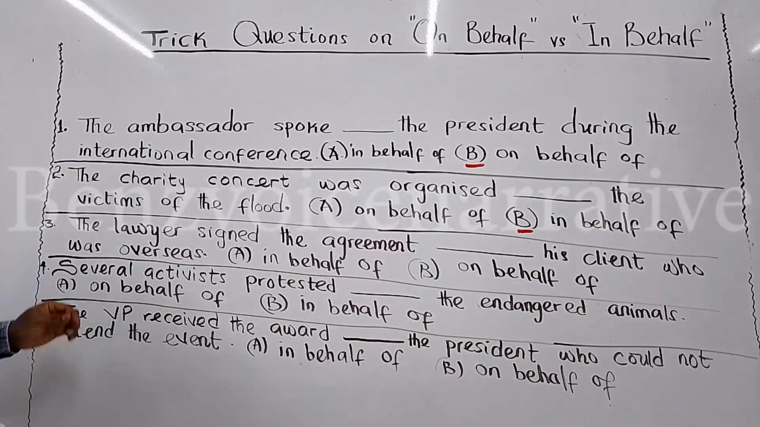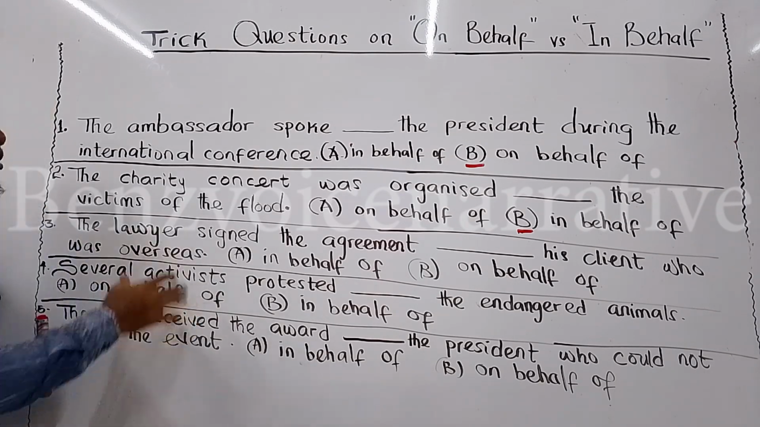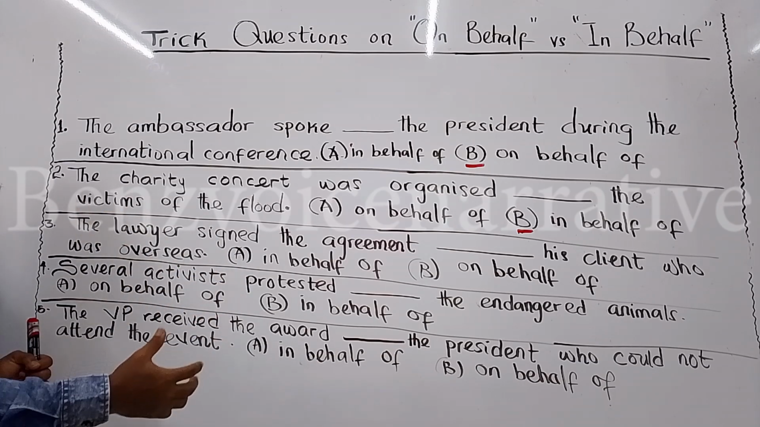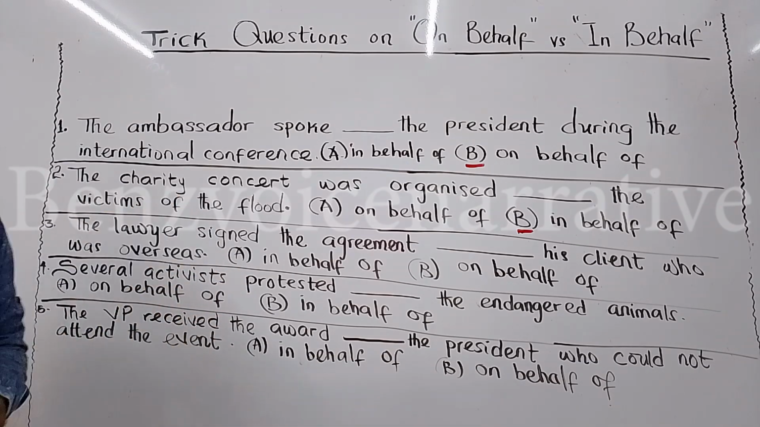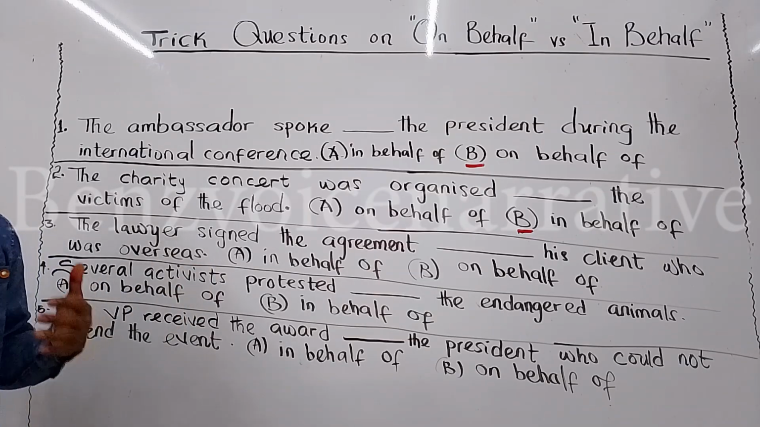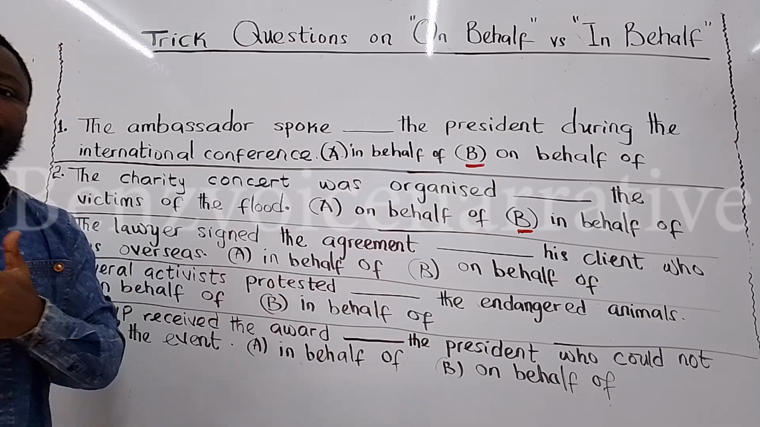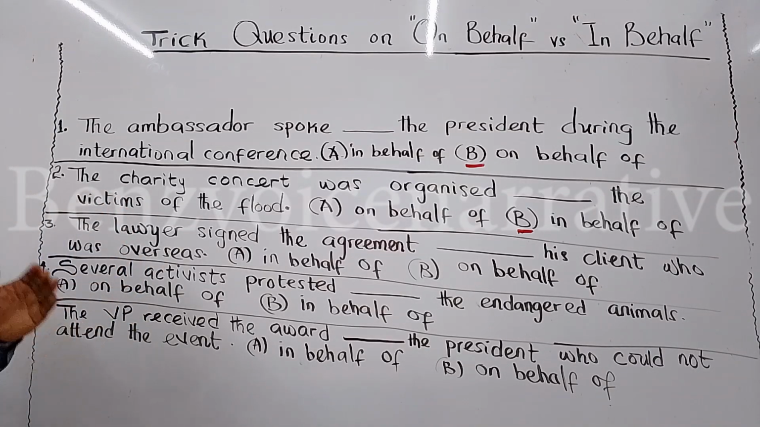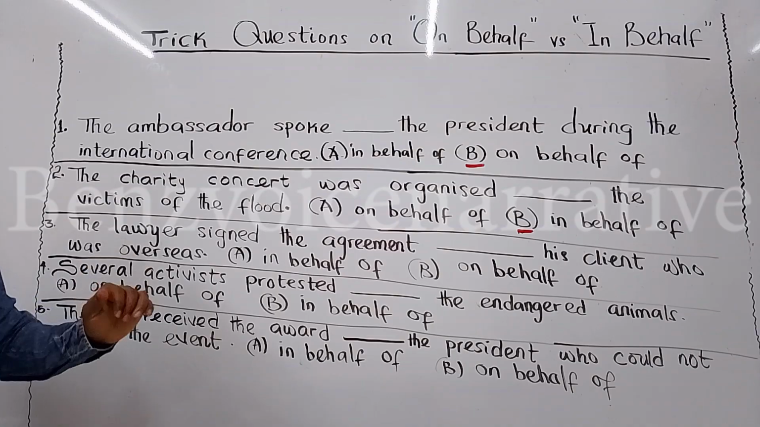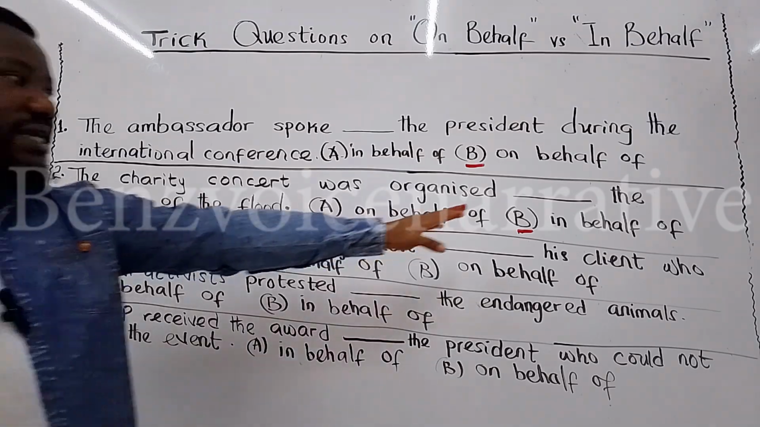So the right sentence should be, "The charity concert was organized in behalf of the victims of the flood." Because the charity concert here was put together in the interest of these people. Usually, when you have victims of certain bad situations, it is not the victims that put up a concert. It's concerned individuals who come together to organize fundraisers for the cause of the victims. So in this case, we have people who acted directly in the interest of the people who were affected by the flood. So again, B is the right answer.